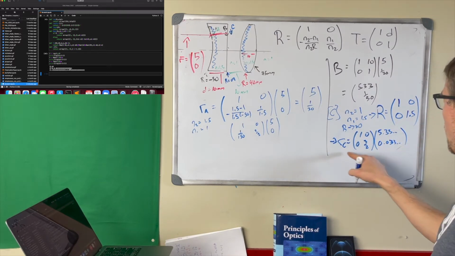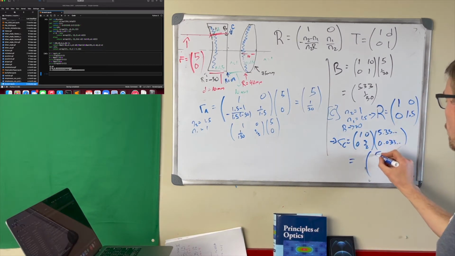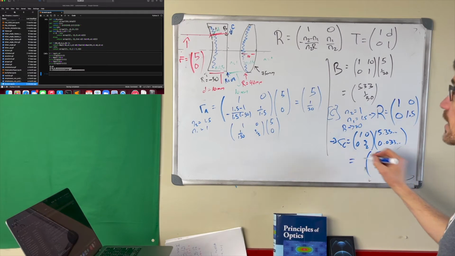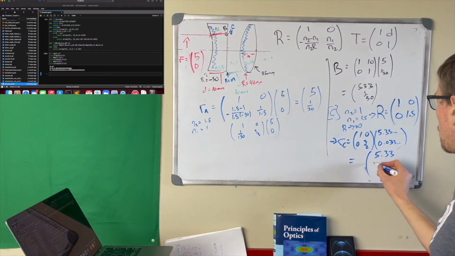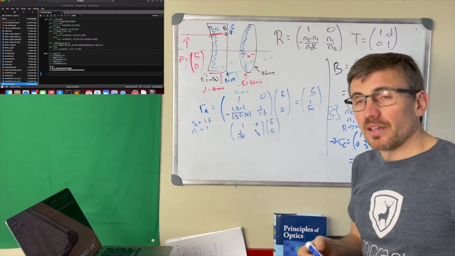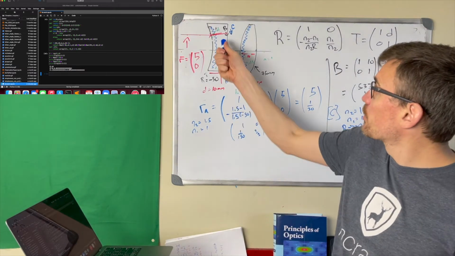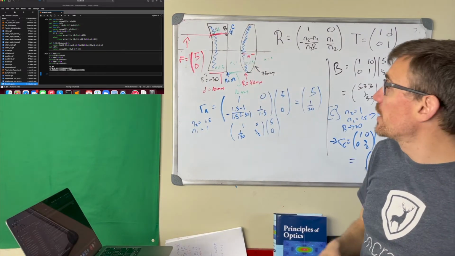Okay, and that's going to be the same height, 5.33, as we expect, because at an interface, but the angle is going to change. We're going to get 1.5 times 0.033, and so on. Why? Well, it's Snell's law, right? This actually predicts Snell's law. We're going to have refraction going from one index to another.